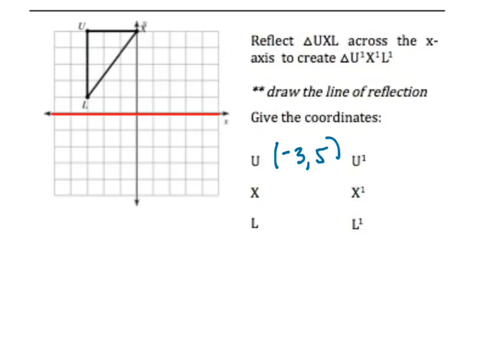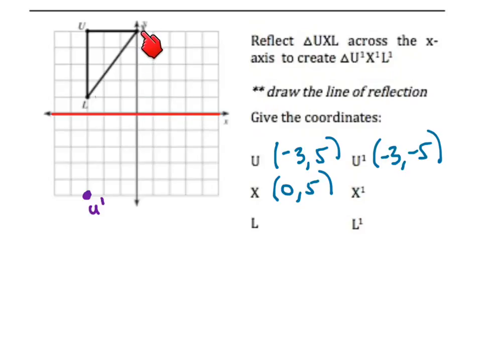But now if we're going to reflect across this line, then we've got to think about, well, we're going down 5 points to get to the line of reflection. So we've got to go down another 5 points to get to the image point. So there's going to be U sub 1, right? And what are those coordinates? -3, -5, right? Now we're going back 3 and down 5 instead of back 3 and up 5. How about point X? 0, 5. Because we didn't go side to side, we just went up 5.